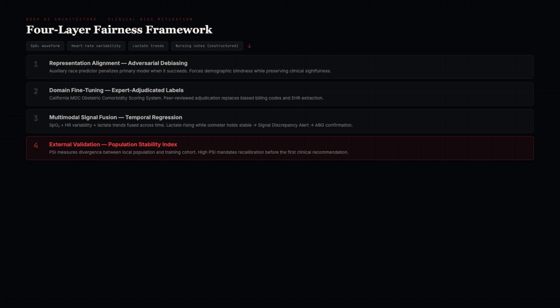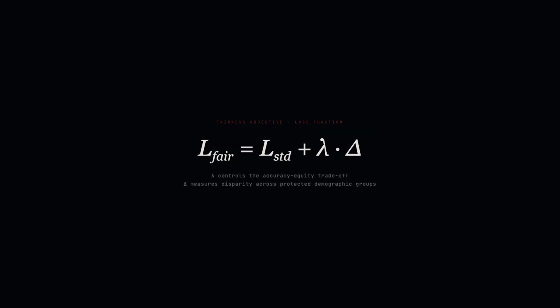Layer 3, multimodal signal fusion. The pulse oximetry problem cannot be corrected at the sensor. Downstream, the architecture applies temporal regression of nonlinear dynamics, fusing oximetry with heart rate variability and lactate trends across time. If lactate rises while the pulse oximeter holds stable, the system flags a signal discrepancy and prompts an arterial blood gas confirmation, the gold standard that the oximeter cannot replicate.